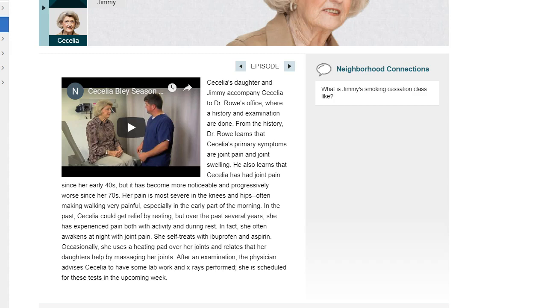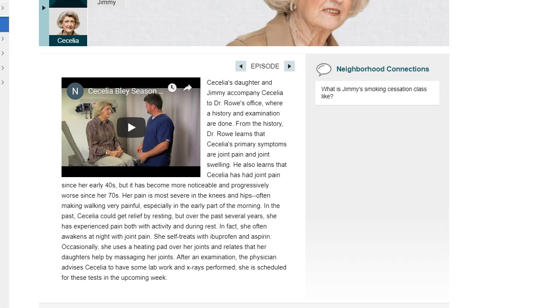Her pain is most severe in the knees and hips, often making walking very painful, especially in the early part of the morning. In the past, Cecilia could get relief by resting, but over the past several years, she has experienced pain both with activity and during rest. In fact, she often awakens at night with joint pain. She treats herself with ibuprofen and aspirin, and occasionally she uses a heating pad over her joints, and relates that her daughters help by massaging her joints.